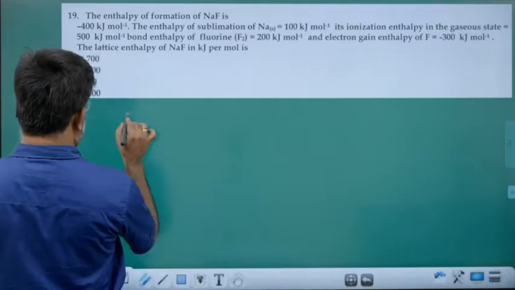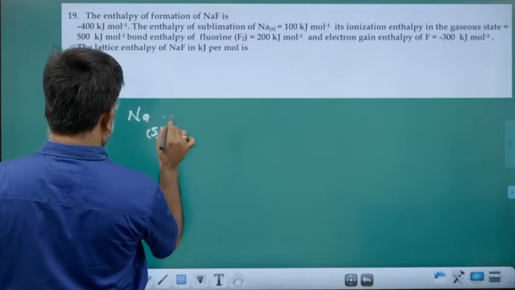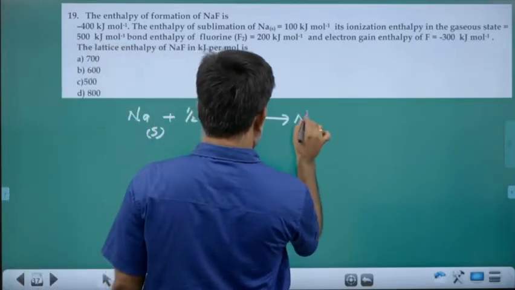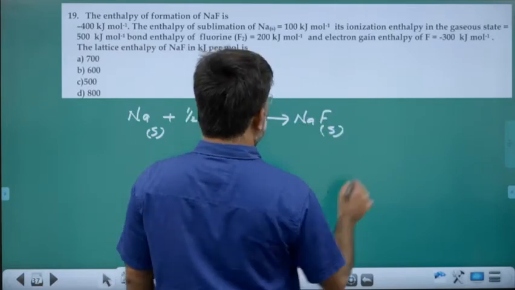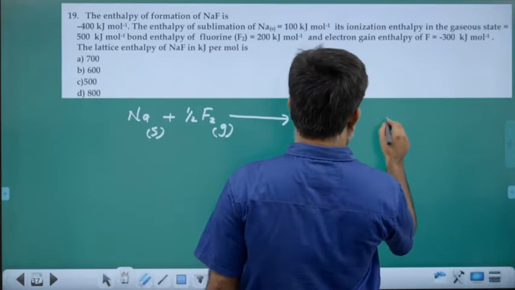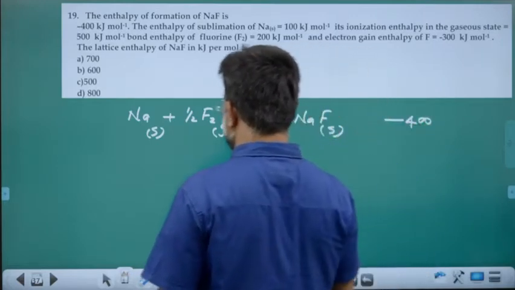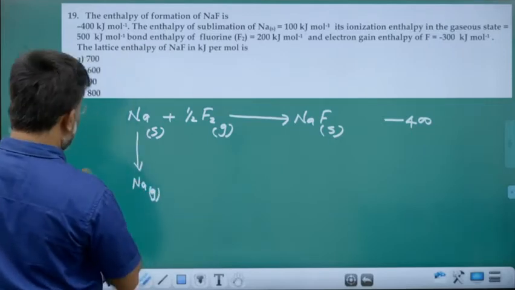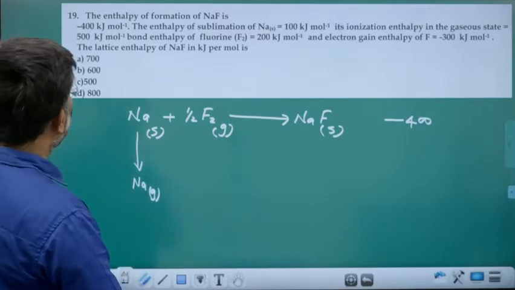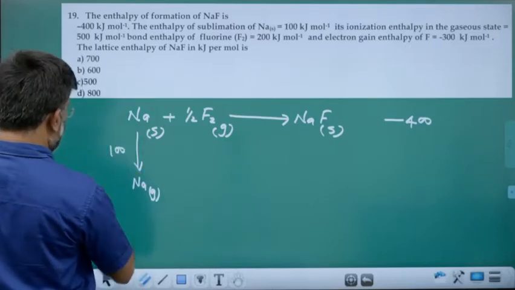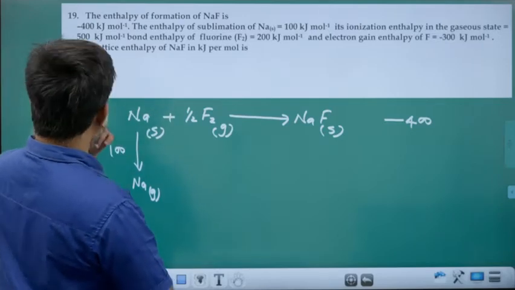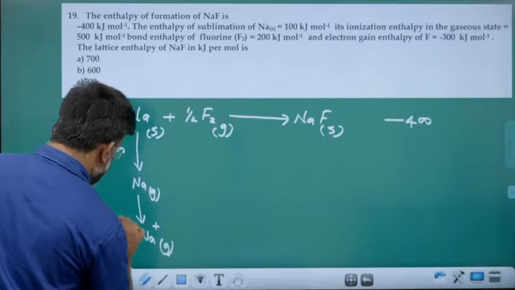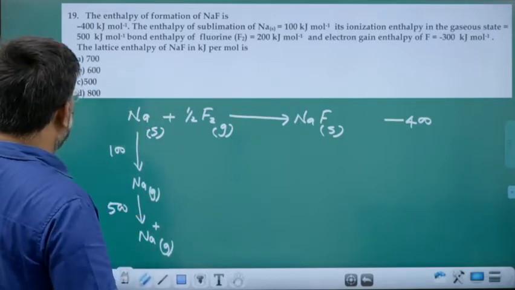Na solid plus half F2 gas, you are getting NaF solid. This data is given: minus 400. Now this Na is converted to Na gas. That data is given: 100. Next, ionization enthalpy is given. This is converted to Na plus gas. That data is given: 500.